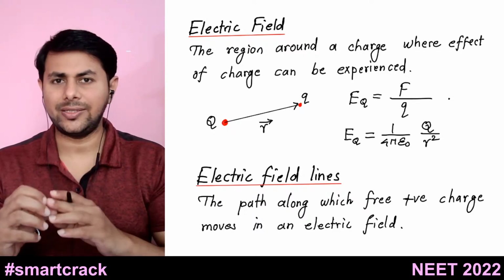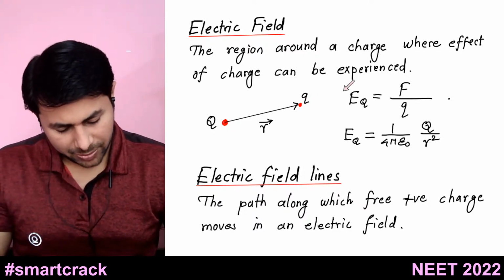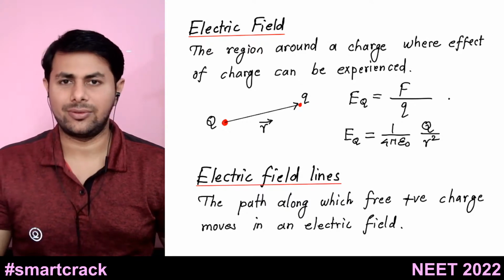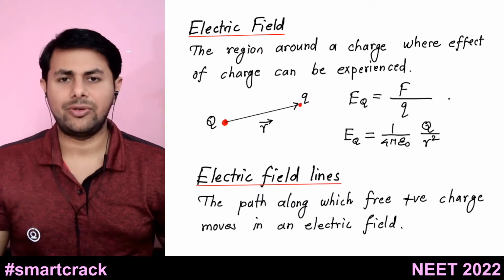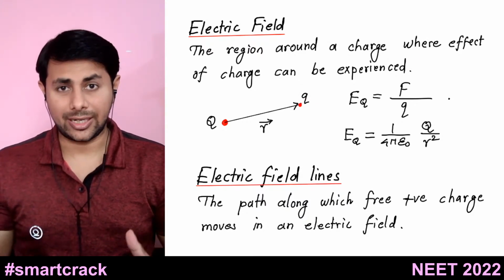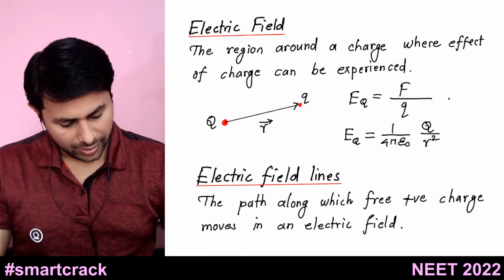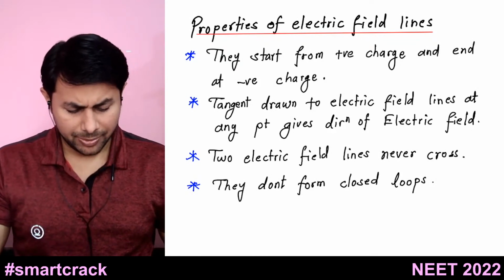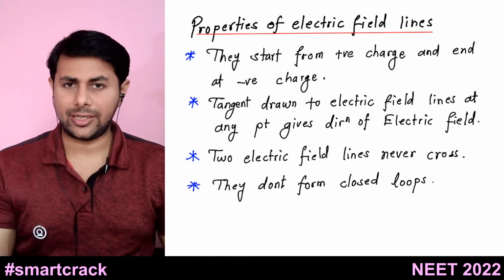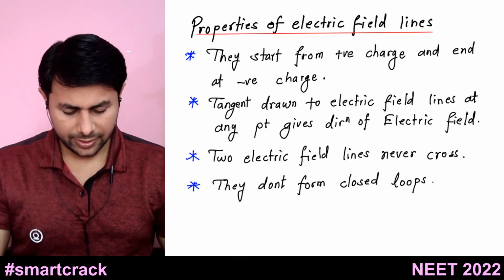Okay, it gets repelled, so it is pushed radially outwards. Alright, so that line will denote what? The electric field at that point, and that line is known as the electric field line. Okay, so after that, there are some properties of electric field lines. So what are those properties?